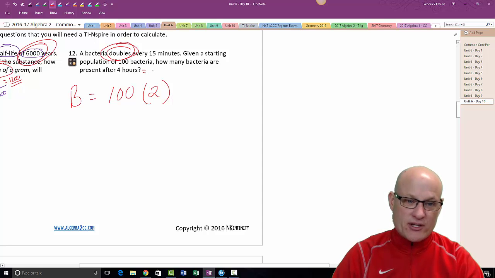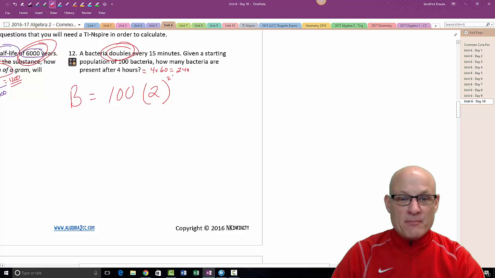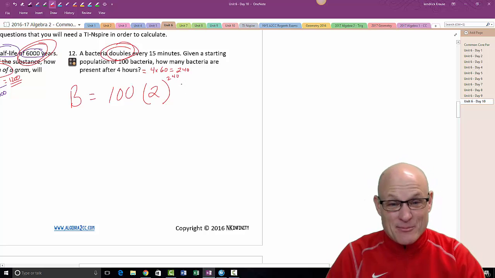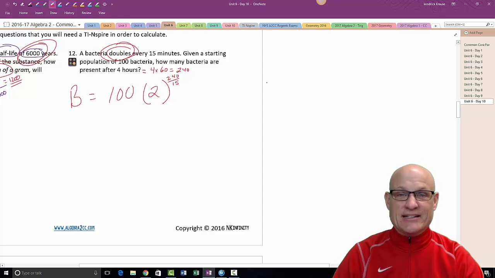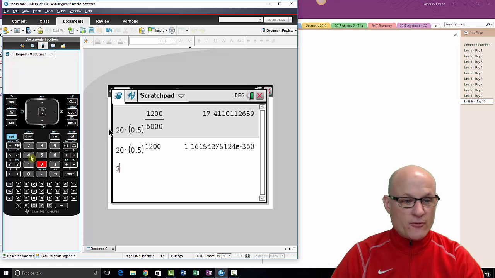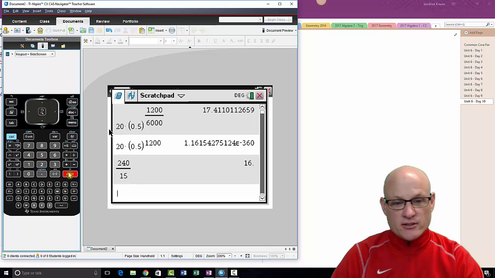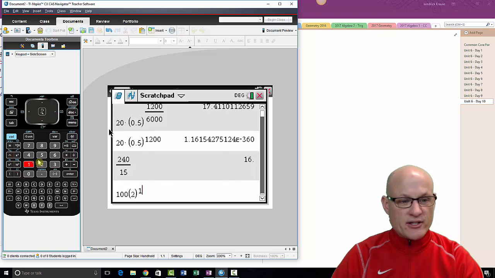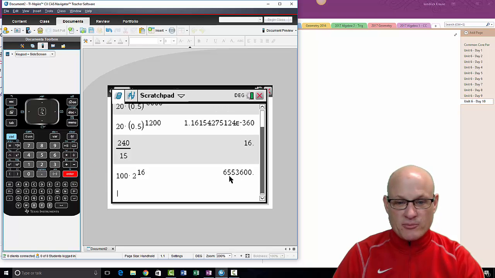So what I've got to do is first convert this to minutes. 4 times 60 equals 240. But it's not every minute, it's every 15 minutes, so you have to divide by 15. Now, if you wanted to, you could figure out what this is. 240 divided by 15, I think it's 16, and just type that in. I know it's going to be, what was it, 100 bacteria, parenthesis, it's doubling, parenthesis, raised to the 16th power. Or you can put 240 divided by 15. It doesn't matter. It's a ginormous number.